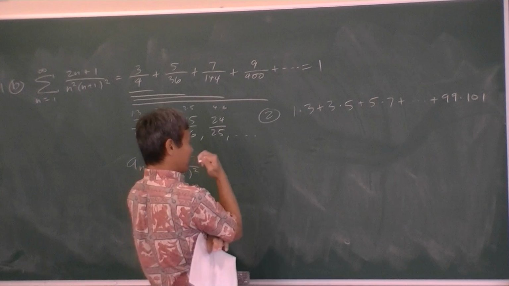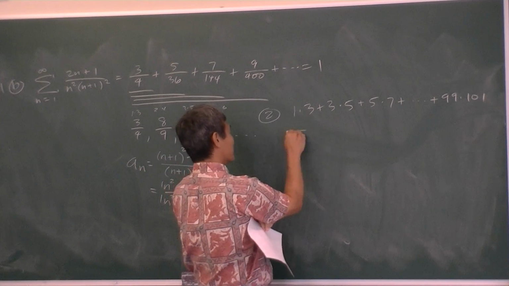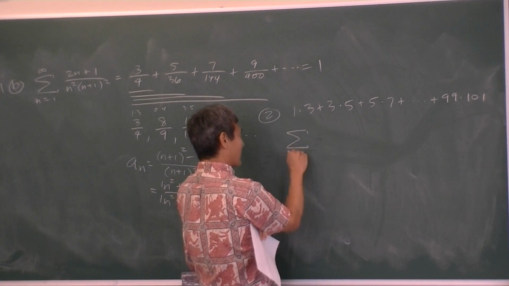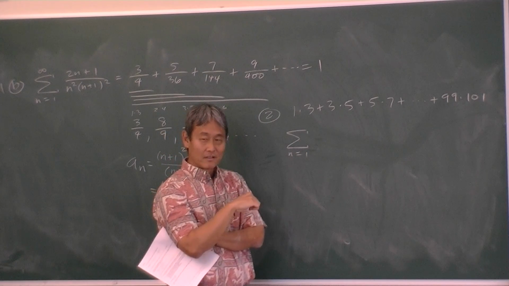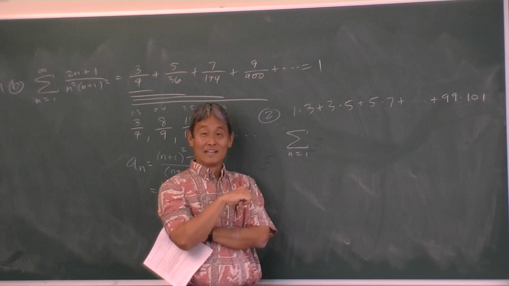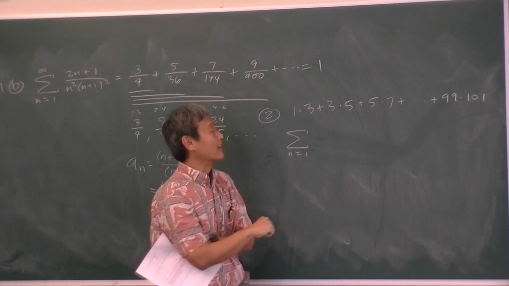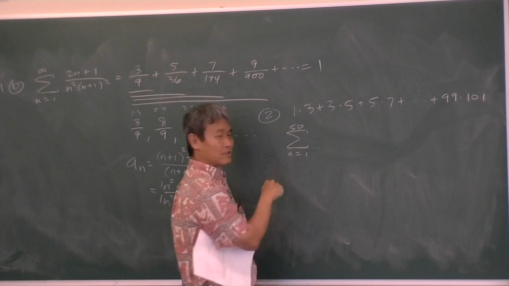Okay, so the first thing you gotta do is write this using sigma notation. Now, the other class could not even get this. How many terms are there? Okay, this is what period 6 said. 99! Okay, thank you. There's 50 terms. What?